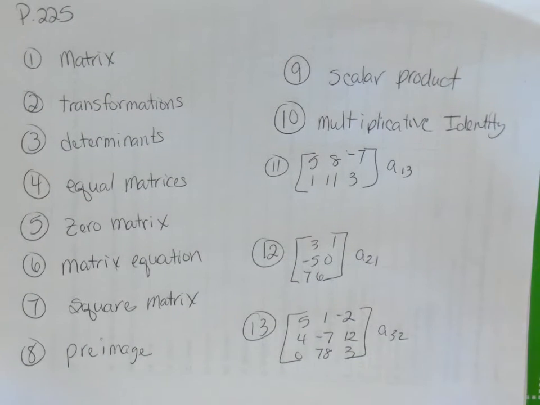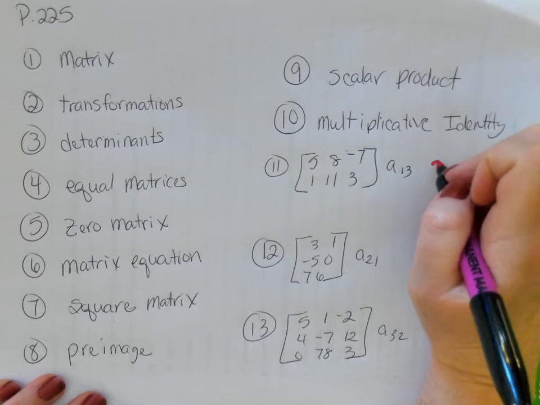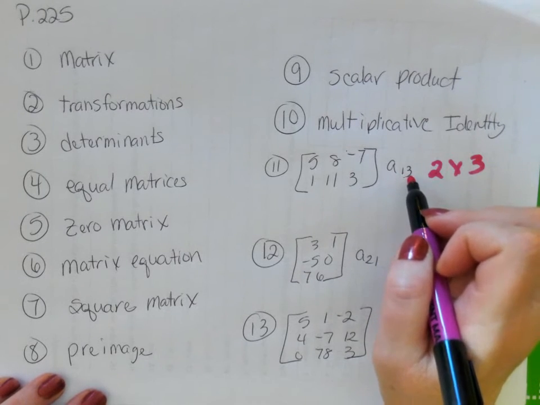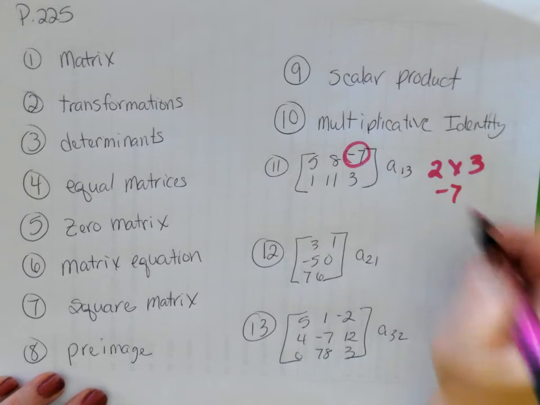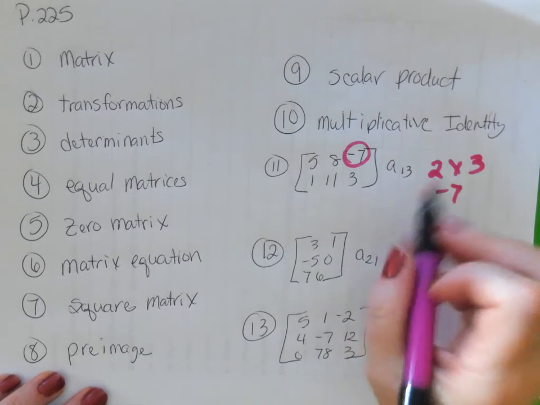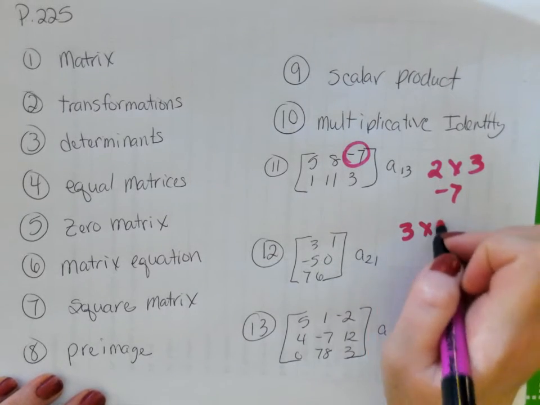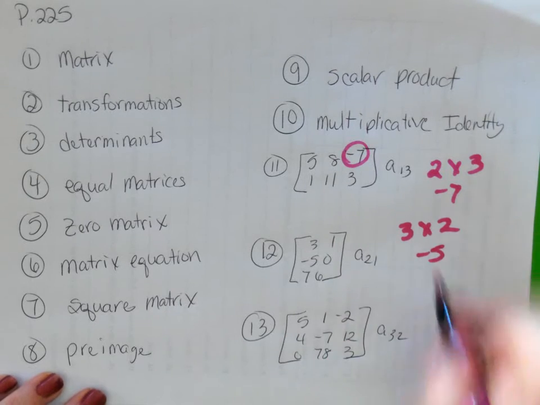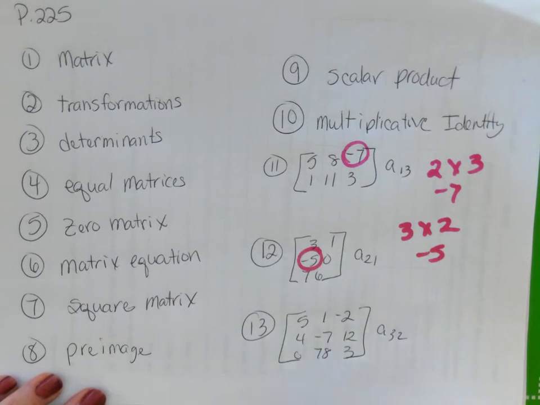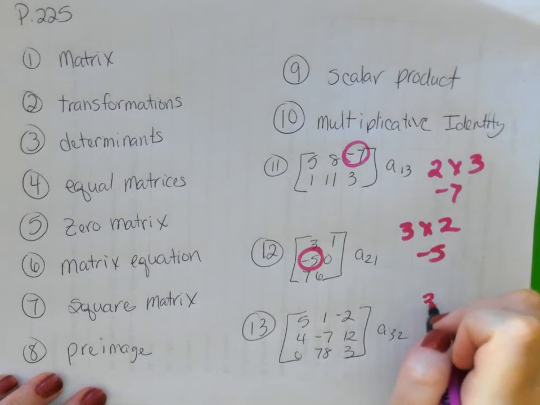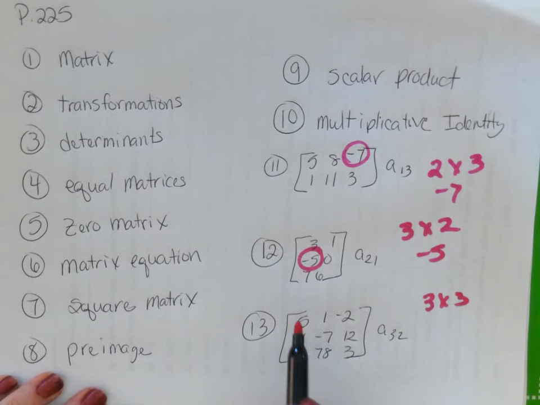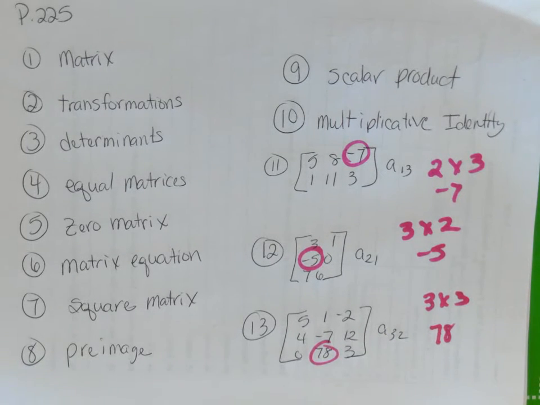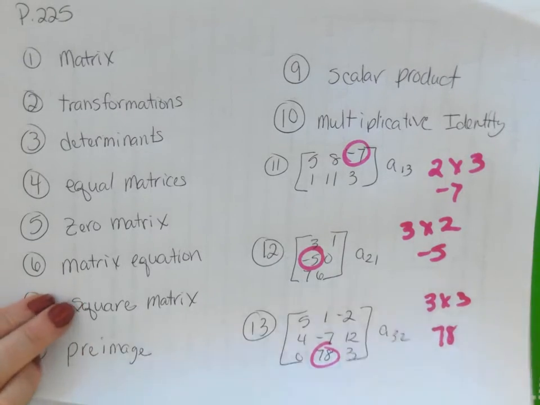So, what are the dimensions? This is a 2-row and a 3-column. What is in the first row, third column? It's -7. This is a 3-row, 2-column. What's in the second row, first column? A -5. And last but not least, we have a 3 by 3. What's in the third row, second column? It's 78. Okay, you can always rewind and review.